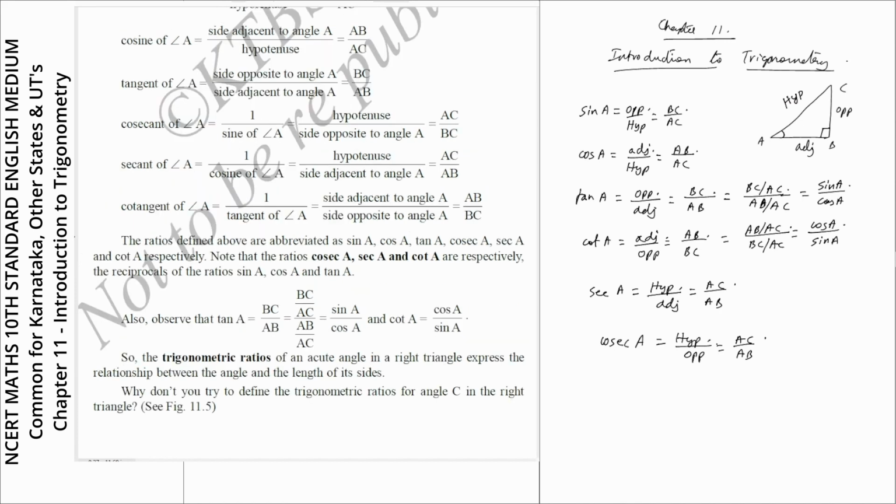Similarly, you can observe that secant A is given by hypotenuse by adjacent, that is AC by AB, right? So AC by AB is nothing but 1 by cos A. See, cos A is given by AB by AC, therefore AC by AB will be 1 by cos A. Similarly, cosecant of angle A is given by hypotenuse side by opposite side, and that is AC by BC, which is nothing but 1 by sin A.